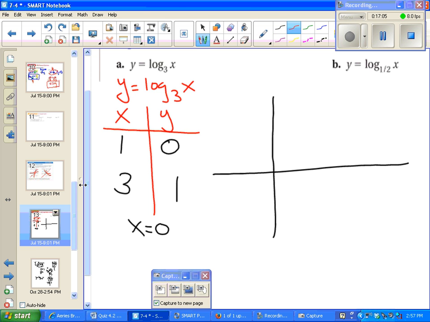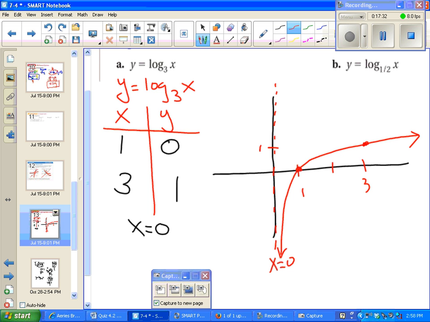As always, I will start with my asymptote first. It's a vertical asymptote at x equals 0. Plug in my points, 1, 0, and 3, 1. I'm only looking at 2 points, but those 2 points are enough to tell me which side gets steep and which side stays kind of flat.